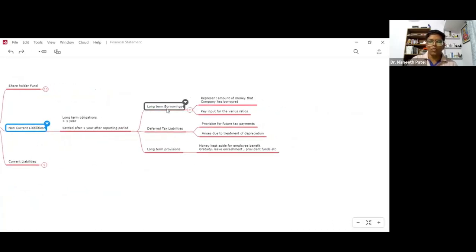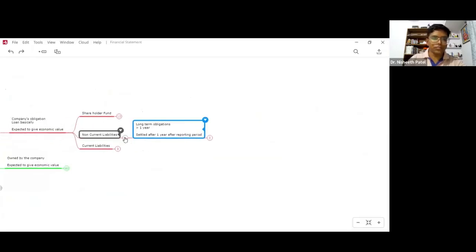So any long-term borrowings, कहीं से भी loan लिया है, company has taken any long-term borrowings, okay, any deferred tax liabilities or any long-term provisions they have kept for employee benefit, gratuity, leave encashment, provident fund, etc., or any capex. So that comes into the non-current liabilities.